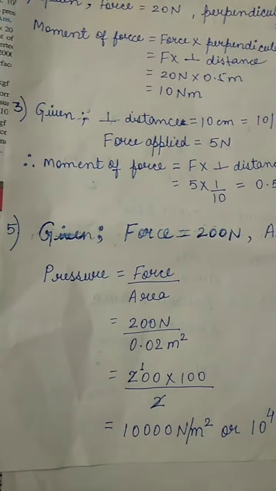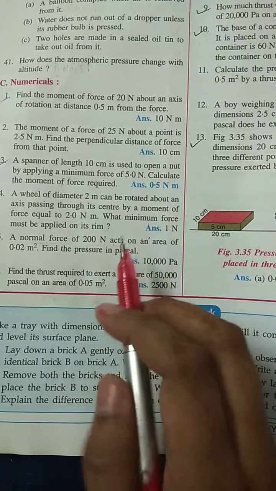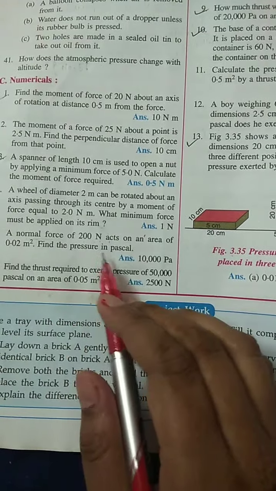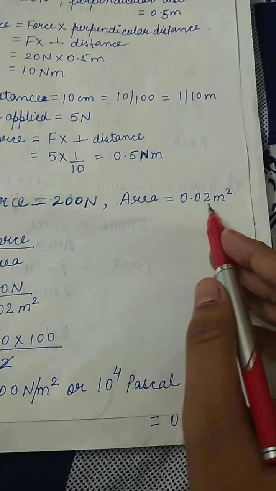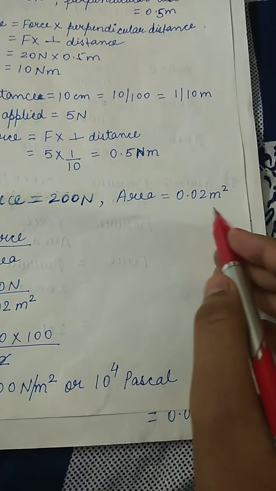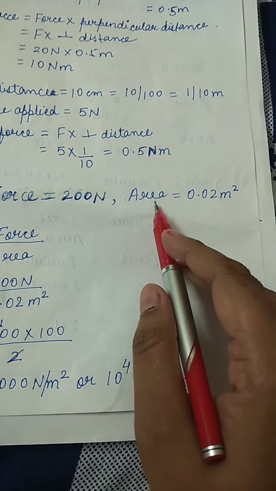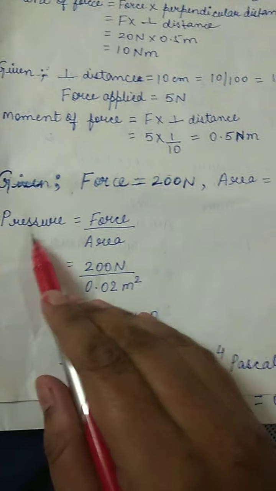The next question is question number 5. They are saying a normal force of 200 acts on the area of 0.02 meter square. Find the pressure in Pascal. Okay, so force is given and area is given as meter square. How can we know that this is area? Because this unit is meter square, which is for area.